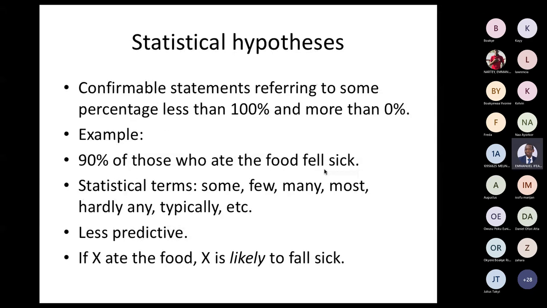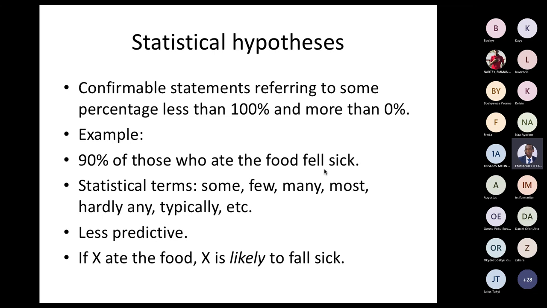Now, statistical hypotheses are confirmable statements referring to some percentage less than 100 and more than zero. That's why we call it statistical hypothesis. Example, 90% of those who ate food fell sick. So statistical terms include some, few, many, most, hardly any, typically. Now, confirmable hypotheses are less predictive. If X ate the food, X is likely to fall sick.